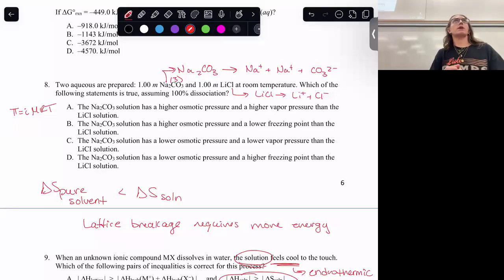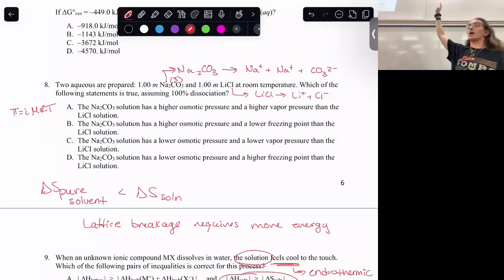What does osmotic pressure mean? Is it more pressure to keep it from crossing the semi-permeable membrane? Right. When we're talking about osmotic pressure, that's osmosis. We're trying to flow from something with low concentration to high concentration, right? We're trying to dilute the high concentration stuff.